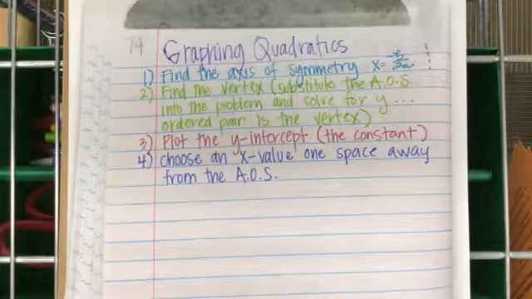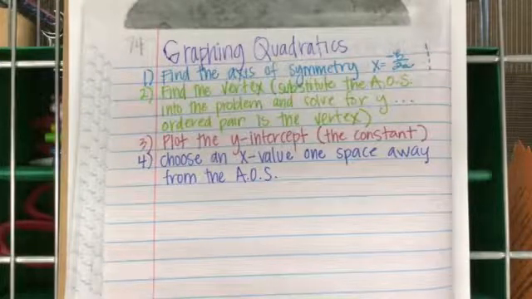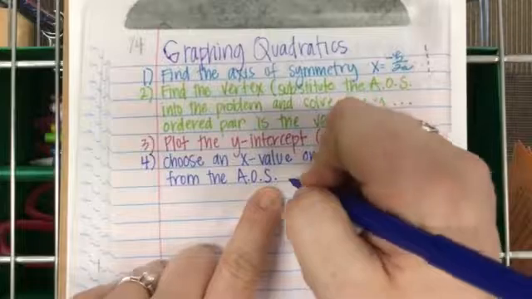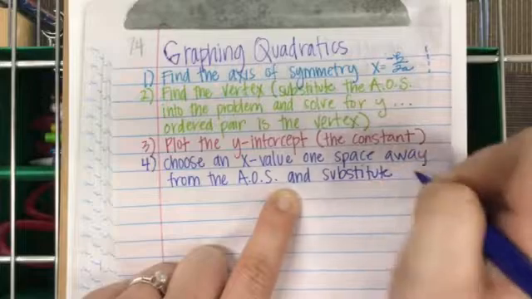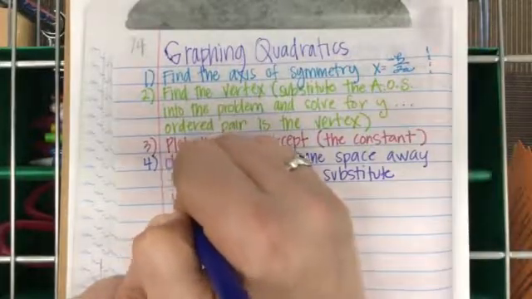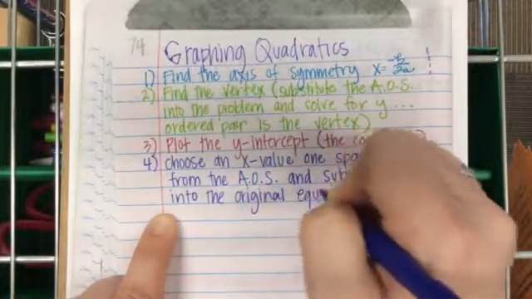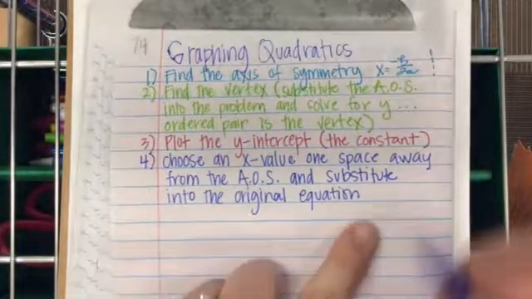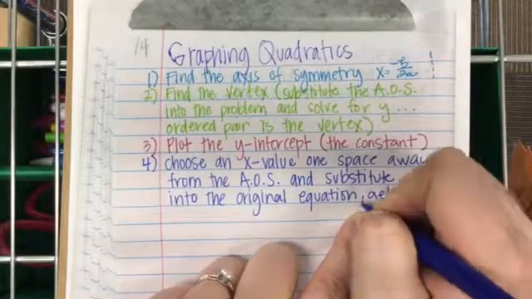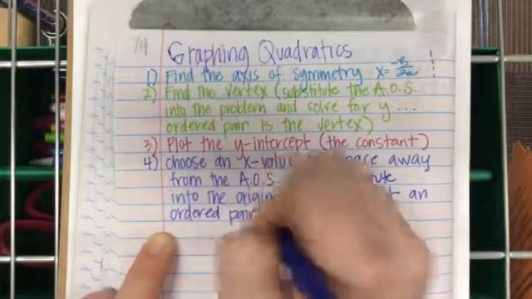Typically go for the positive just because negatives sometimes screw us up, right? But if you have to pick a negative, you have to pick a negative. Choose an x value one space away from the axis of symmetry, and substitute it into the original equation, and get an ordered pair.